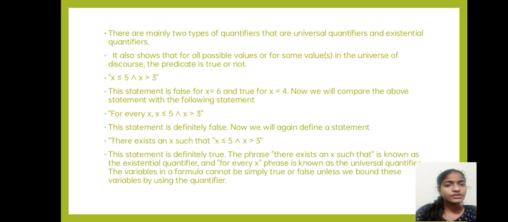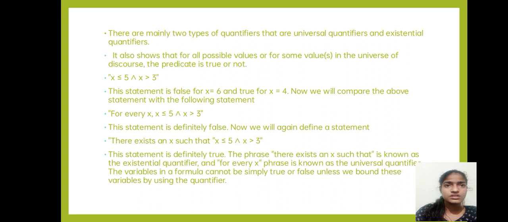So not every x is going to accept the statement, not 1, 2, 3, 4, 5, 6, 7, 8, all of them are not going to accept it. So it will not hold for every x. X is less than or equal to 5 and x is greater than 3, only two of them accepting. So we should write the statement like this: there exists an x such that x is less than or equal to 5 and x is greater than 3.